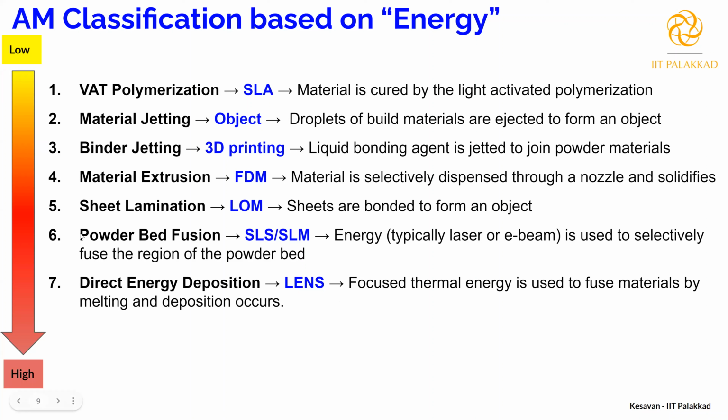The powder bed fusion process is the second highest energy density process, in which SLS, SLM, DMLS, and all those processes are classified. As far as metal components are concerned, if you want to make any metallic component, let's say from powder or from solid wires, you have to use a high energy process, at least like powder bed fusion or direct energy deposition processes. So this is how AM is classified.